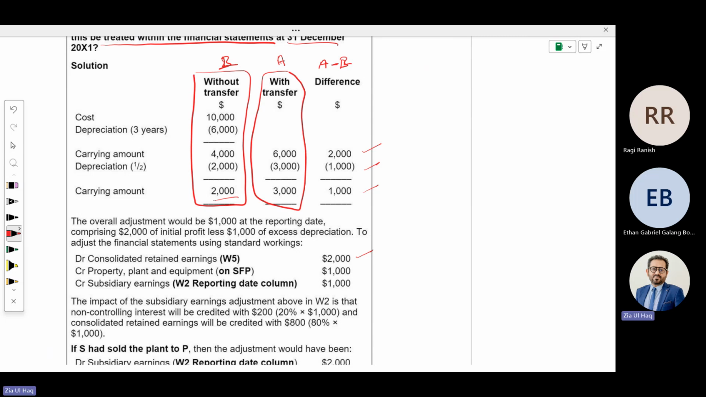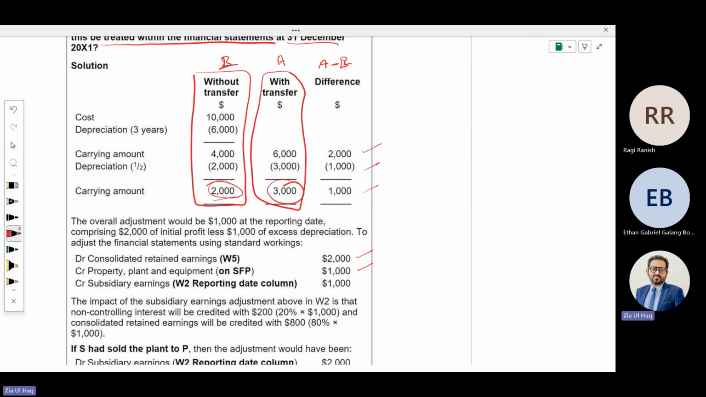And the asset is also overstated by 1,000. That we need to reduce. Because asset without transfer, its value is 2,000. But due to this transfer, the asset in the consolidated financial statement coming at 3,000, because we need to add subsidiary and parent company assets. This means in group, asset is overstated by 1,000. So we need to adjust this to 1,000. How? By crediting the asset, property, plant and equipment.